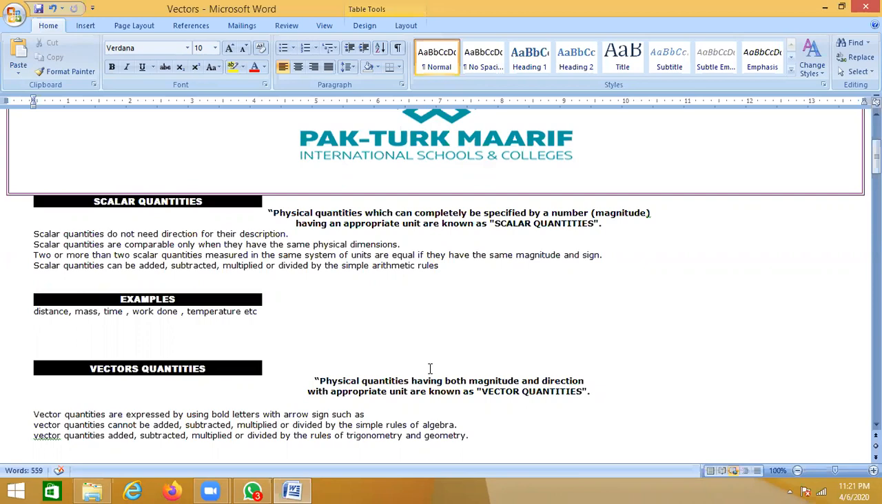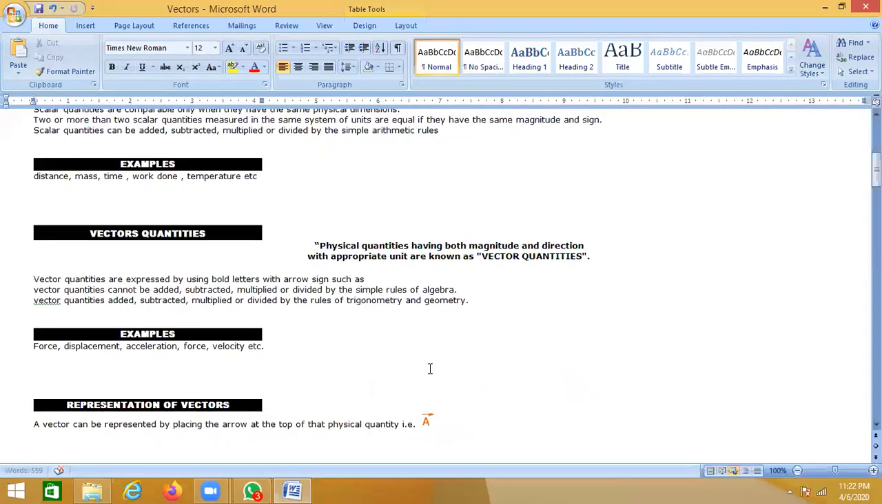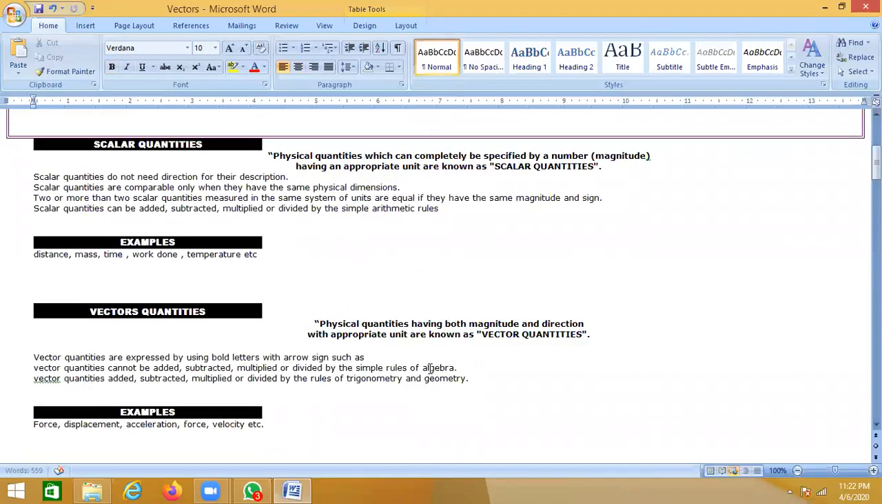For example, we can take an example of force, right? Force can be, let's say, 100 Newton, and it must be exerted in some particular direction. So force has both magnitude plus direction. That's why we call them vector quantities. Other vector quantities examples can be force, displacement, acceleration, velocity, momentum, right, pressure, and the list goes on and on, right? So there are many.